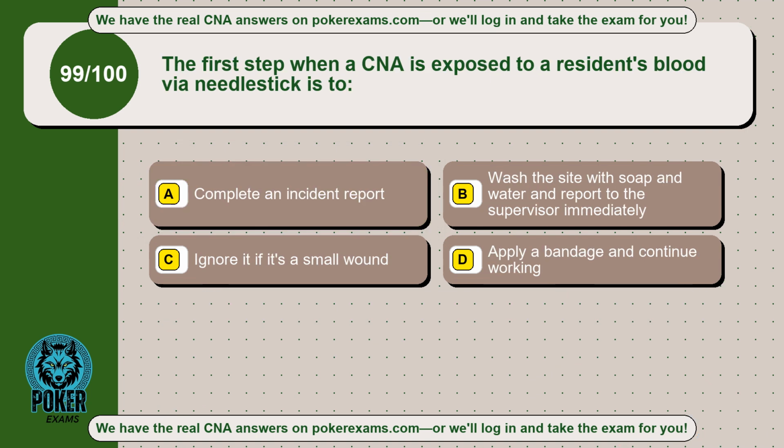Question 99. The first step when a CNA is exposed to a resident's blood via needle stick is to: Option A, complete an incident report. Option B, wash the site with soap and water and report to the supervisor immediately. Option C, ignore it if it's a small wound. Option D, apply a bandage and continue working.